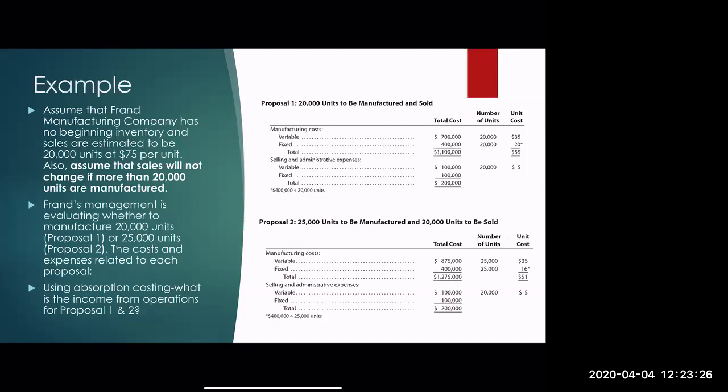It says Fran's management is evaluating whether to make 20,000 units, which is proposal number 1, or 25,000 units, which is proposal number 2. The costs and expenses related to each are as follows. Using absorption costing, what is the income from operation? And using variable costing, what is the income from operation? As practice, go through the prior videos and work out how your income from operation would look given this information. Good practice.